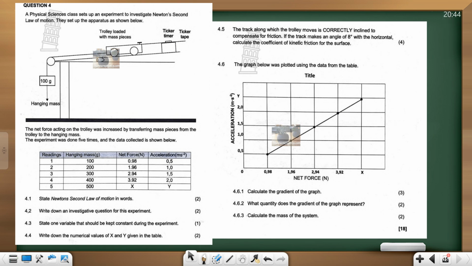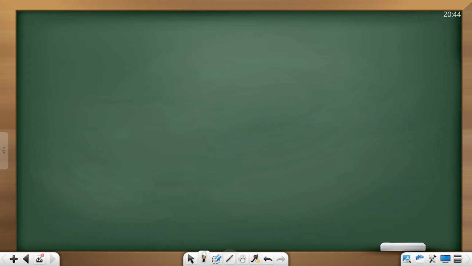A physical sciences class set an experiment to investigate Newton's second law, which most of you must have done. And you have the reading on the graph like that. The net force acting on the trolley was increased by transferring mass pieces. The experiment was done 5 times. Now, state Newton's second law of motion in words. That's on you. You should know that. Write down an investigative question quickly. How do you do an investigative question? So I'm giving you the lowdown on this, and then we'll be shutting down. You can be asked this in an exam.